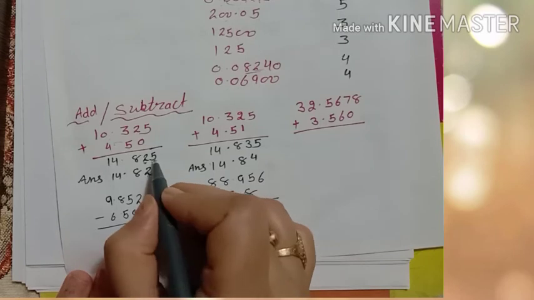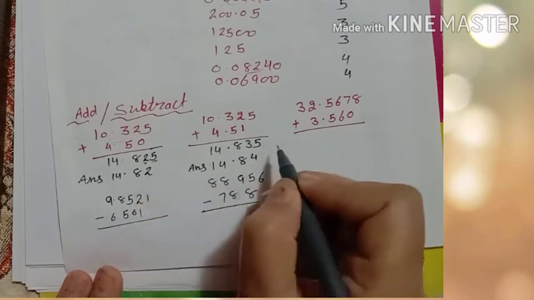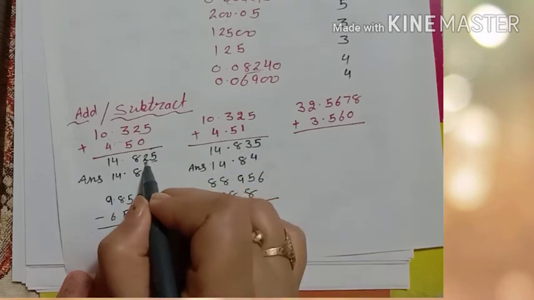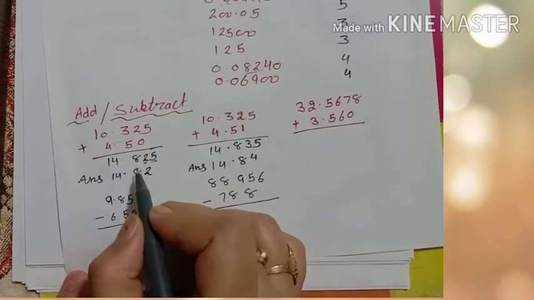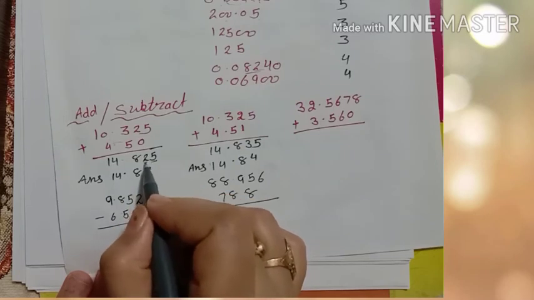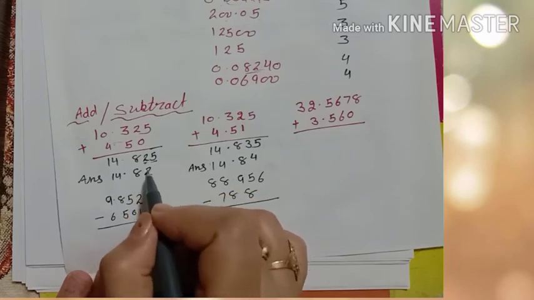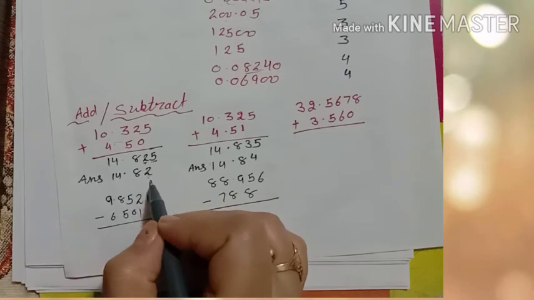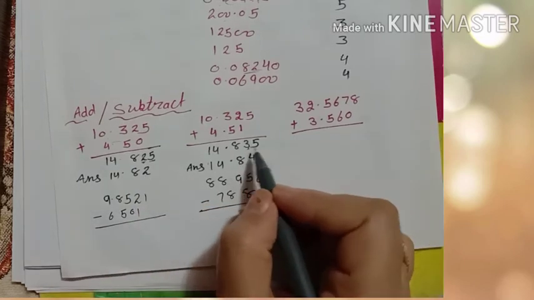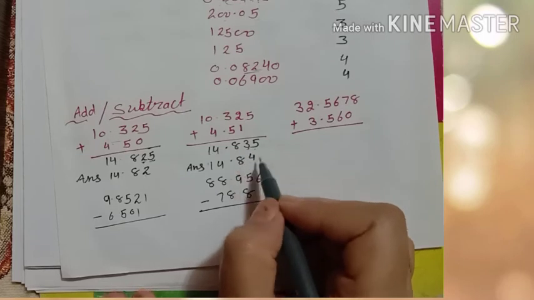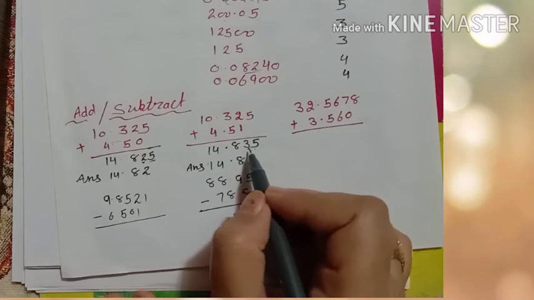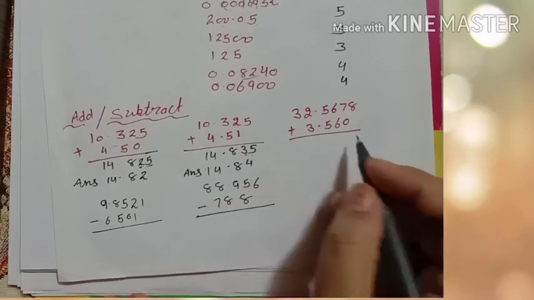क्यों हुआ? Because here we have the 5, but before the 5 we have the even number, and if we have even number before the 5 then there will be no addition of the 1 on that number, but here we have odd number before the 5, so one digit will be add into this odd number. Okay, so answer is 14.84.